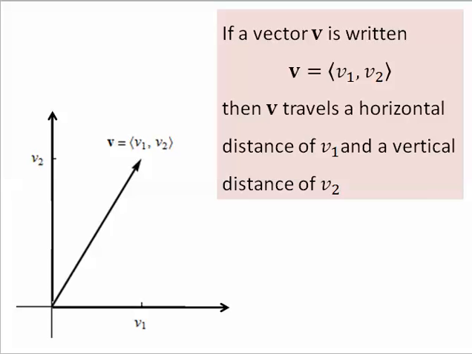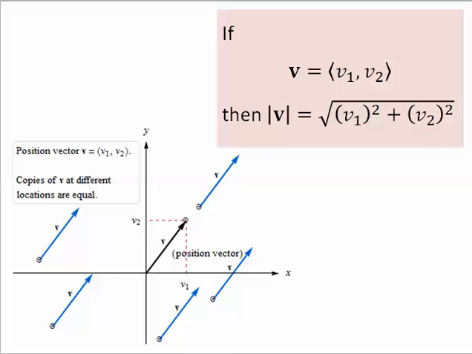It is easiest if we can write a vector in component form. If the vector v is written ⟨v sub 1, v sub 2⟩, what that means is that v travels a horizontal distance of v1 and a vertical distance of v2. Its magnitude is therefore quite easy to find using the Pythagorean theorem.